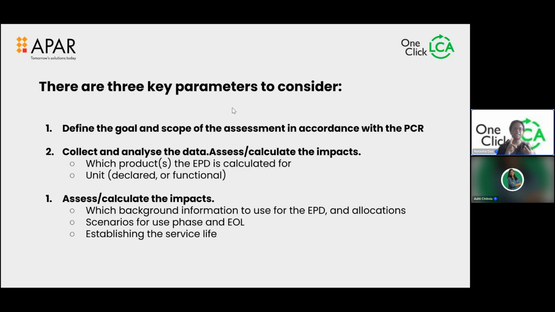Next is to collect and analyze the data. Which product's EPD is being calculated, and what is the declared unit? Like in nutritional labeling, for example, 1 cup of some food product has this much calories. Similarly, in your product, in this case a cable, you would say that 1 kilometer of my product has this environmental impact. So you have to find out what is your declared unit or your functional unit.